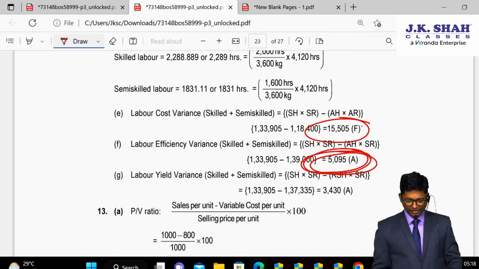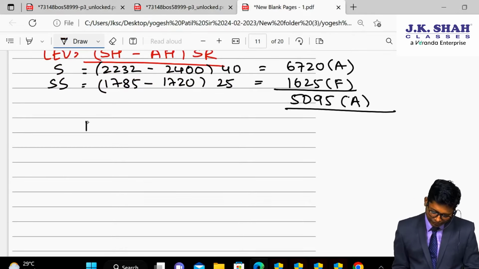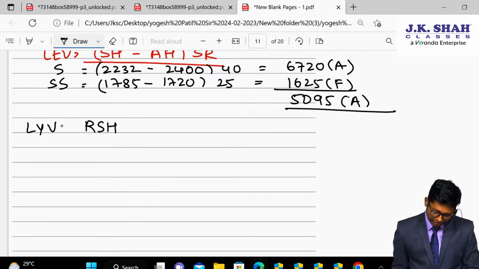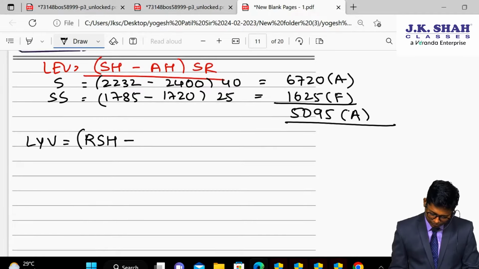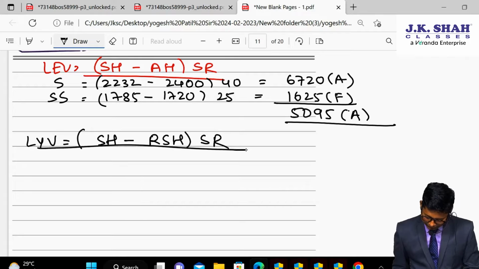Only one computation is pending, and that one is labor yield variance. For that purpose we need to calculate RSH. First let me write down the formula. Labor yield variance is standard hours minus revised standard hours into standard rates. Skilled and semi-skilled standard hours are available: 2232 and 1785.